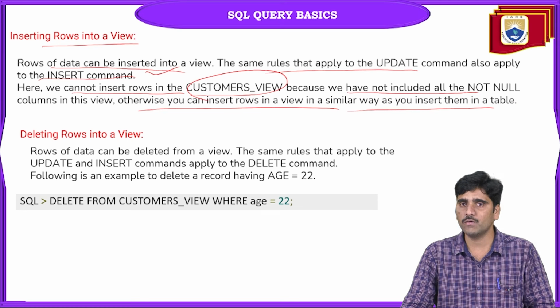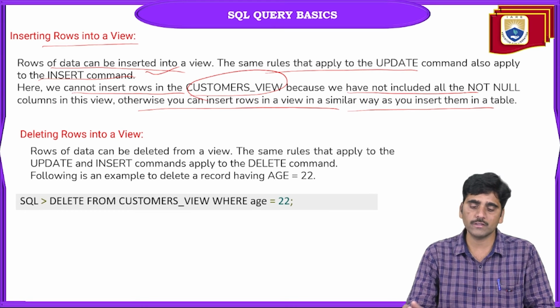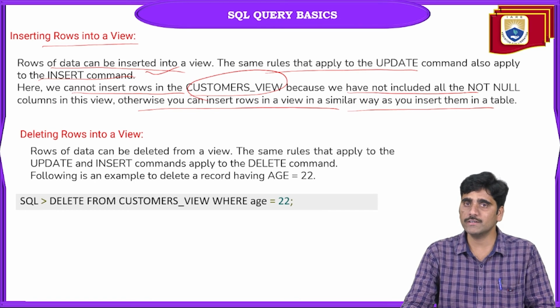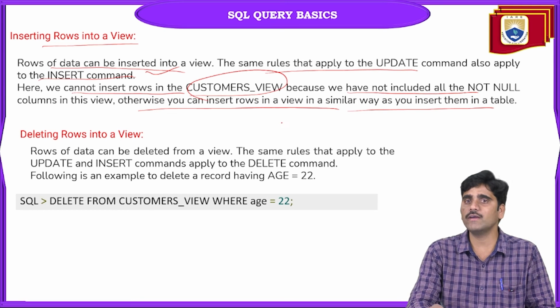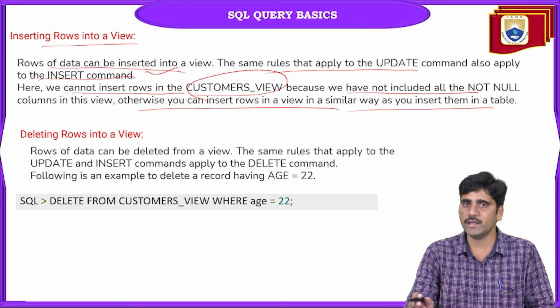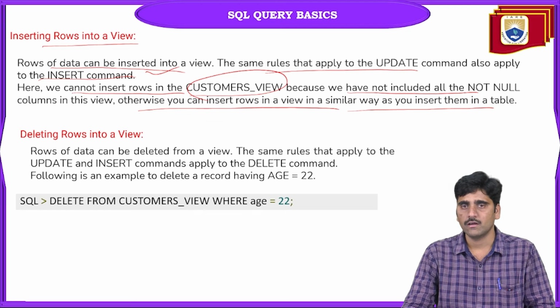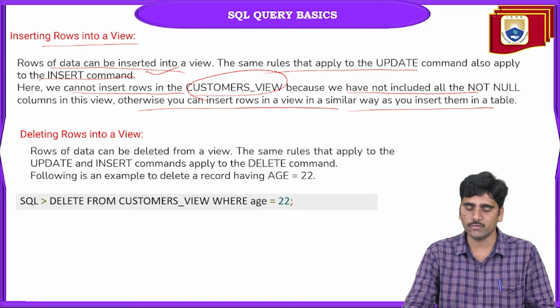So if the table fields and view fields are the same, then you can insert rows into the view. But here in this view, the fields are not matching, the field size is not matching with the table actually. So that's why we are not inserting rows here. If you want to insert rows, then you can take all the fields from the base table: name, age, ID, and all the fields. So this is the way we can understand inserting rows in the view.